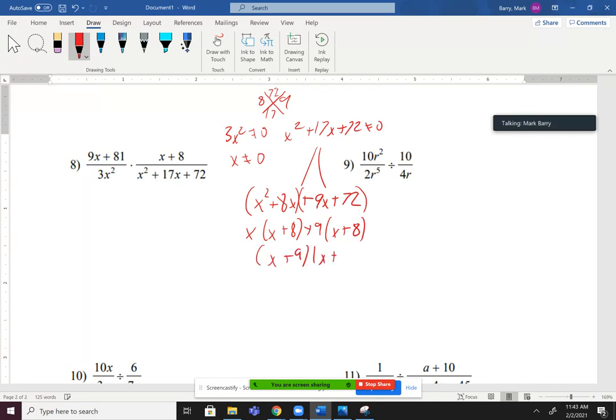So I get x plus 9 times x plus 8 cannot equal 0, which would mean x cannot equal negative 9, and x cannot equal negative 8. So I actually got 3 excluded values there. I got 0, I got negative 9, and I got negative 8, okay?